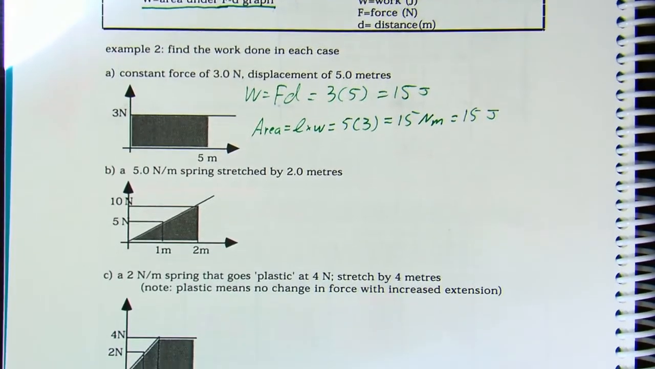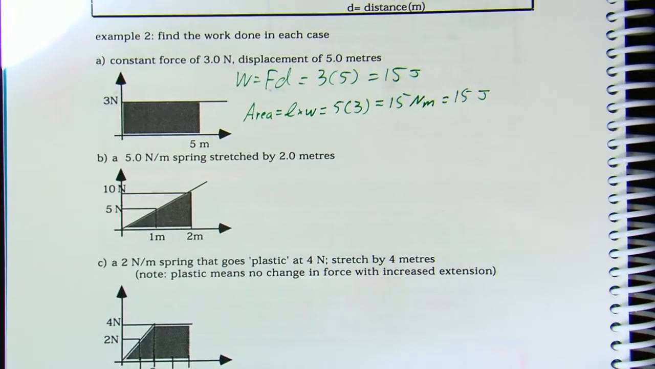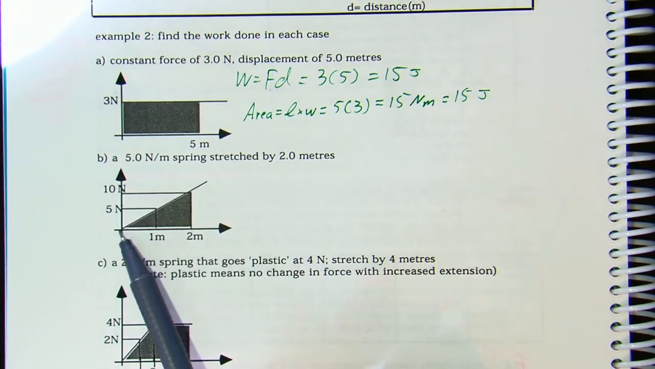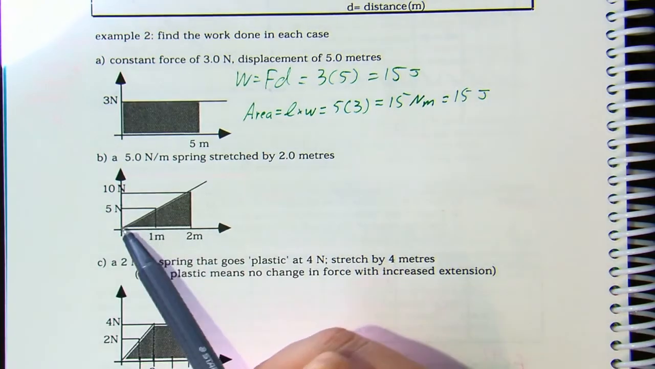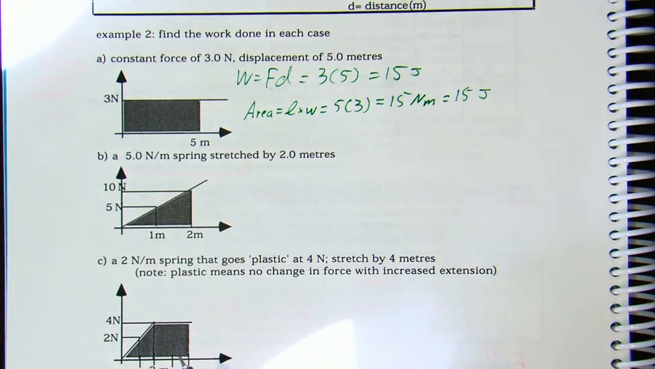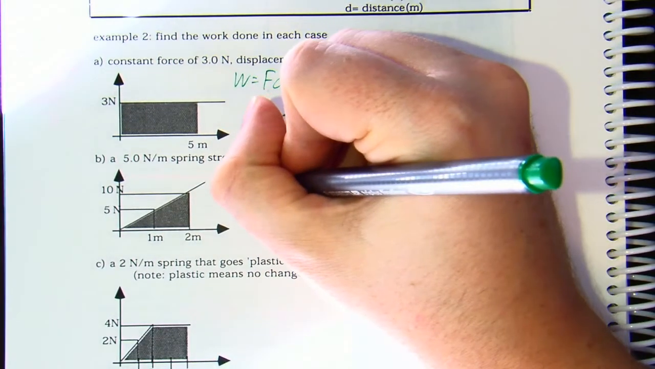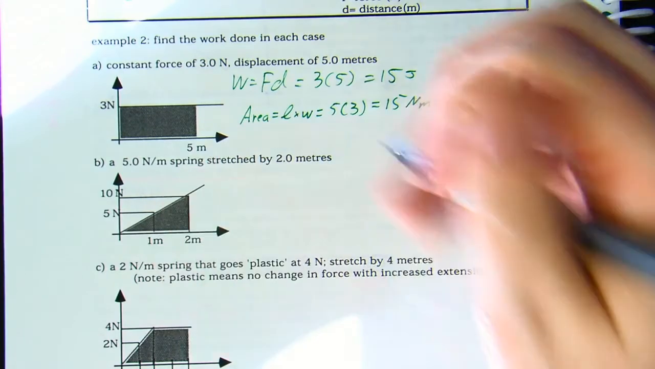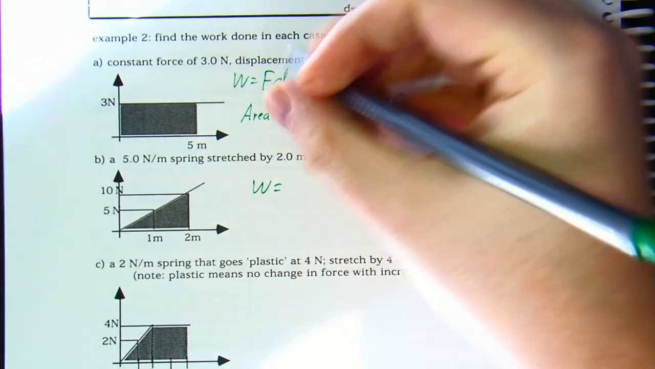So similar to what we've just looked at, we've got a spring giving us a triangular shape on a graph. A spring is being stretched, and as you stretch a spring further, the force required to do it increases. To figure out what the work done is, we need to find the area, because we can't use work equals force times distance. The force is changing. So work is going to equal the area.